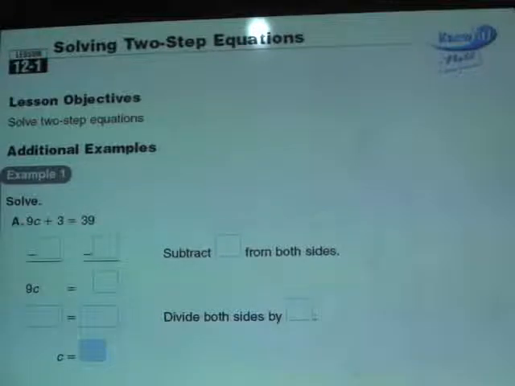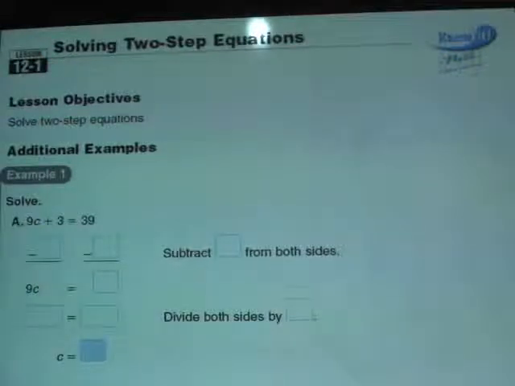Let's go ahead and look at this first question and apply all those rules that we already know first before we try and add on what we don't already know, because a lot of what you're going to see here is going to be the same as solving one-step equations. So we've got 9c + 3 = 39.